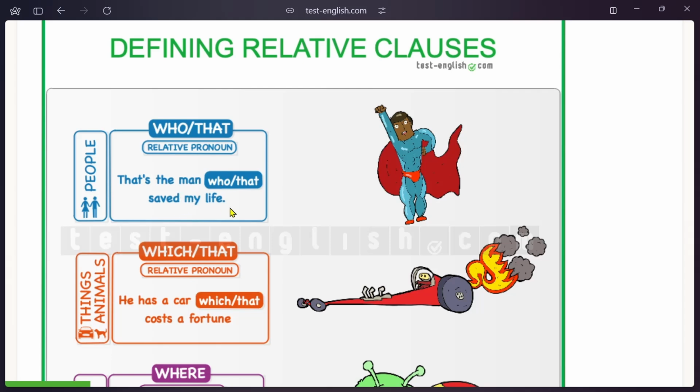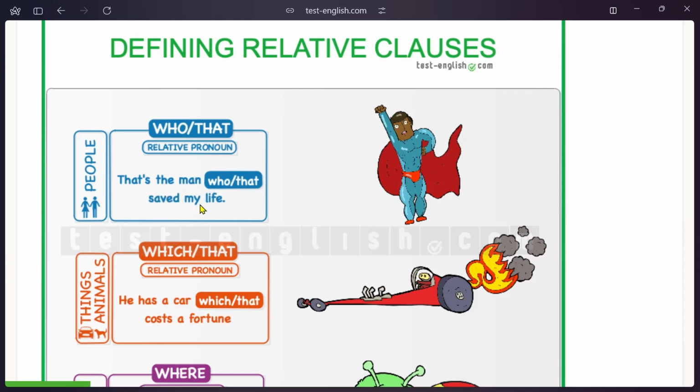Who saved my life? You see? If it's a person, you can use who or that. This is important. You have to remember. Who or that. For people, not things. That's the man. This is the first clause. Who saved my life? Who is now the subject of a second clause. And you see, saved is the verb. And this subject, who or that, is doing this action of saving.